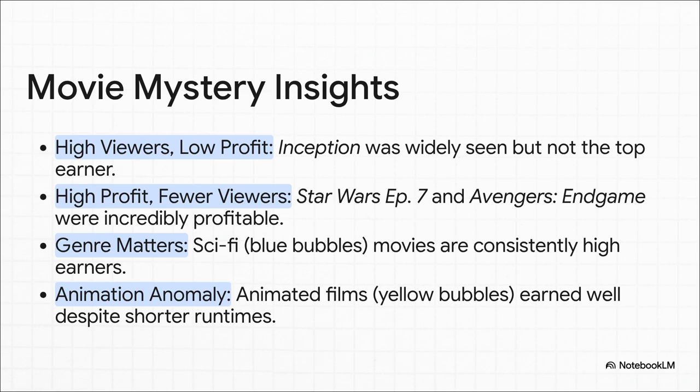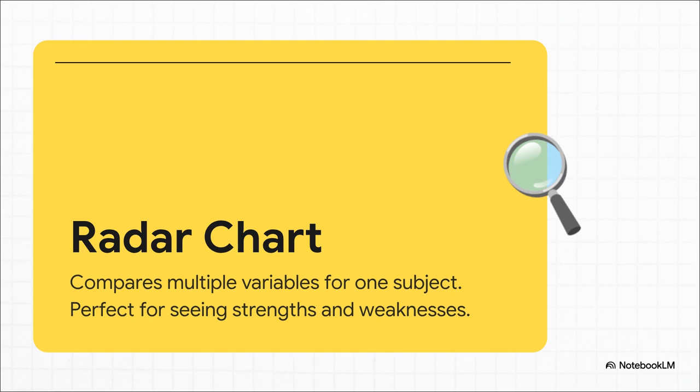And look at the clusters. See all those blue bubbles floating around? That's our AI telling us that sci-fi movies are consistently big moneymakers. But my favorite clue? It's this little group over here, the yellow bubbles. Those are animated films. Shorter runtimes, but still pulling in great money. How interesting is that?